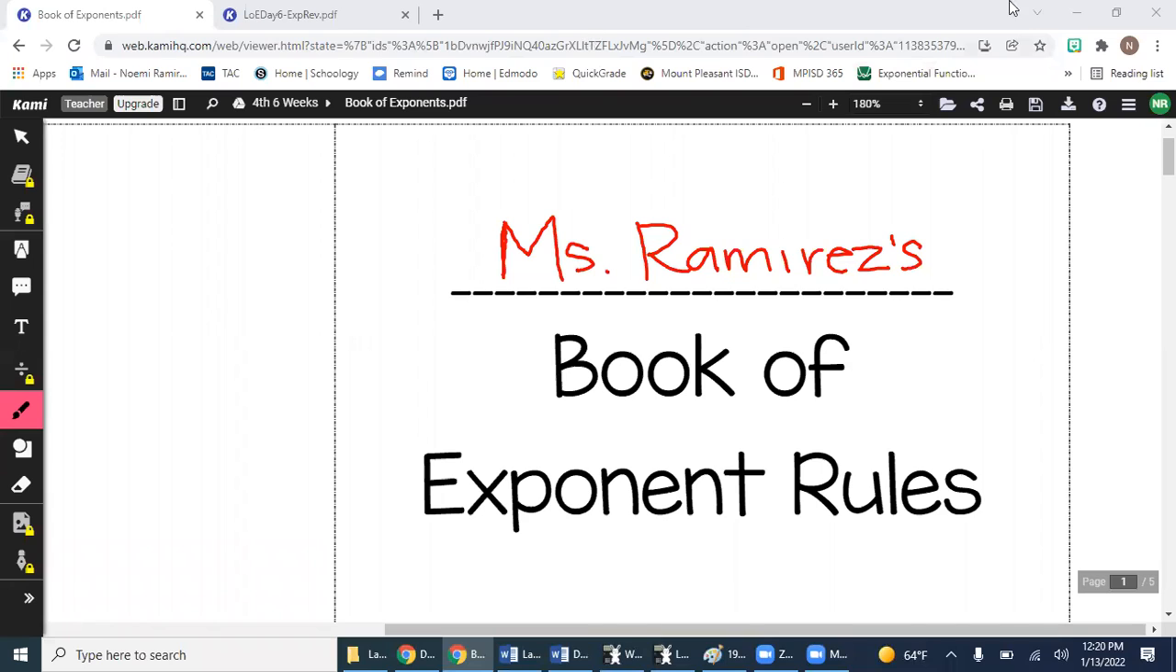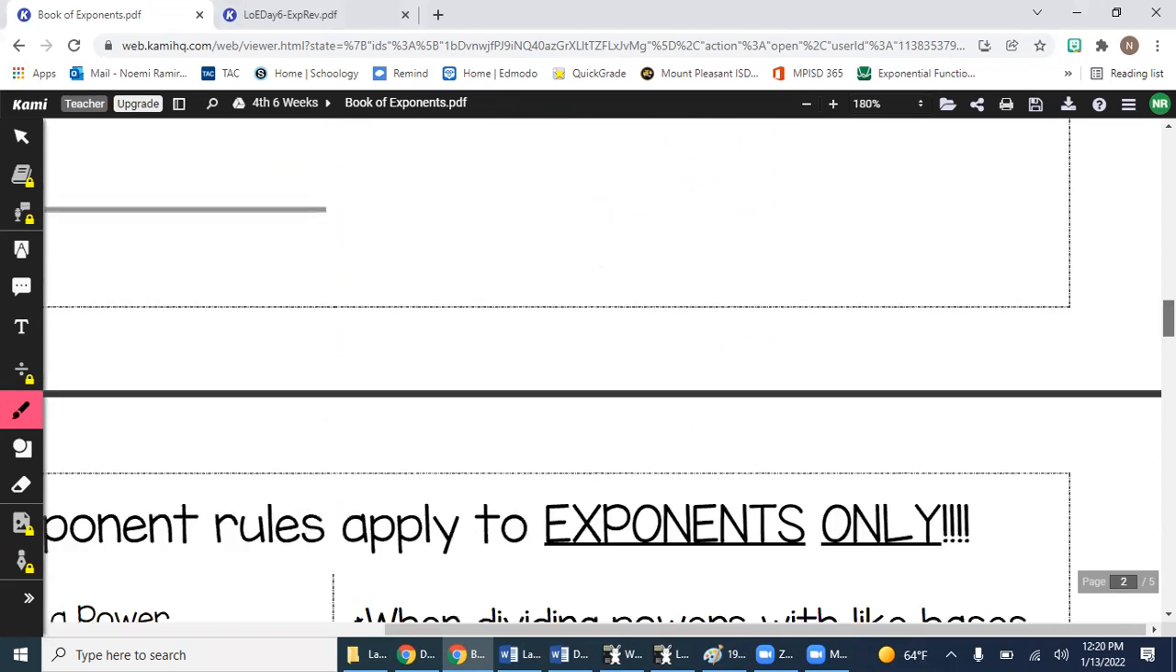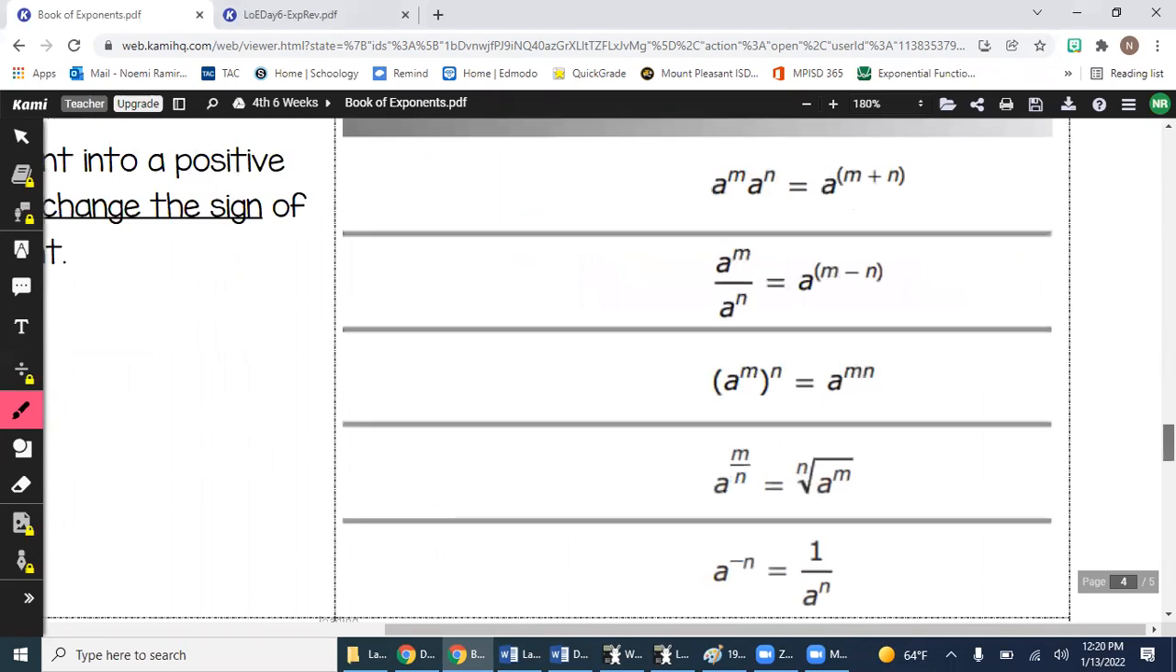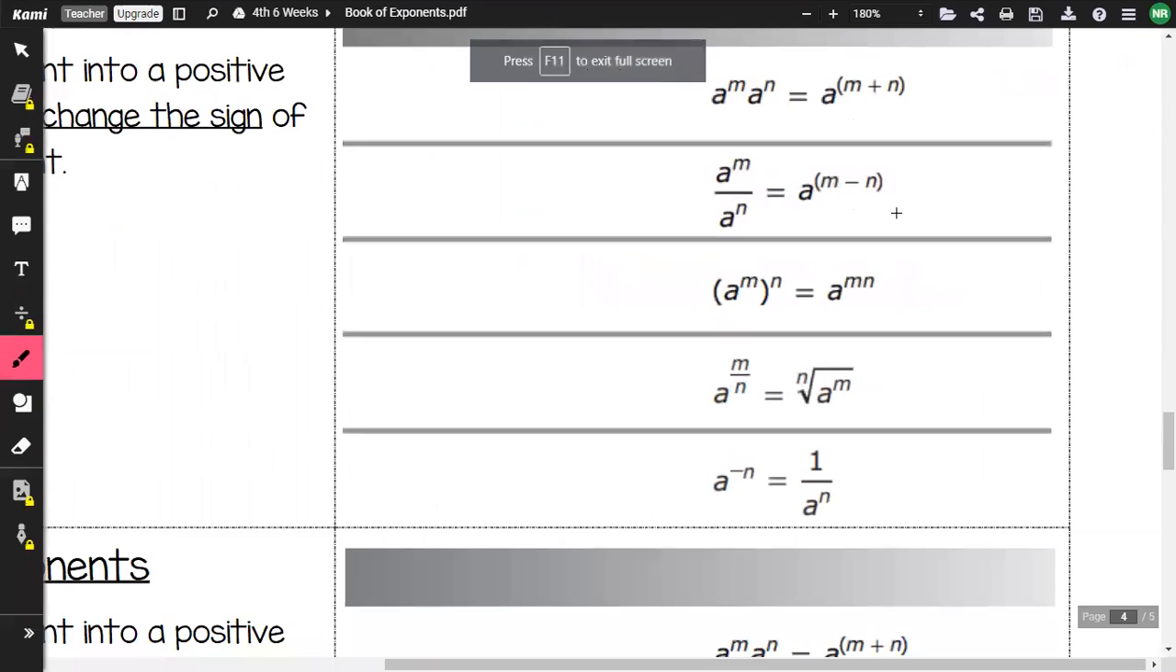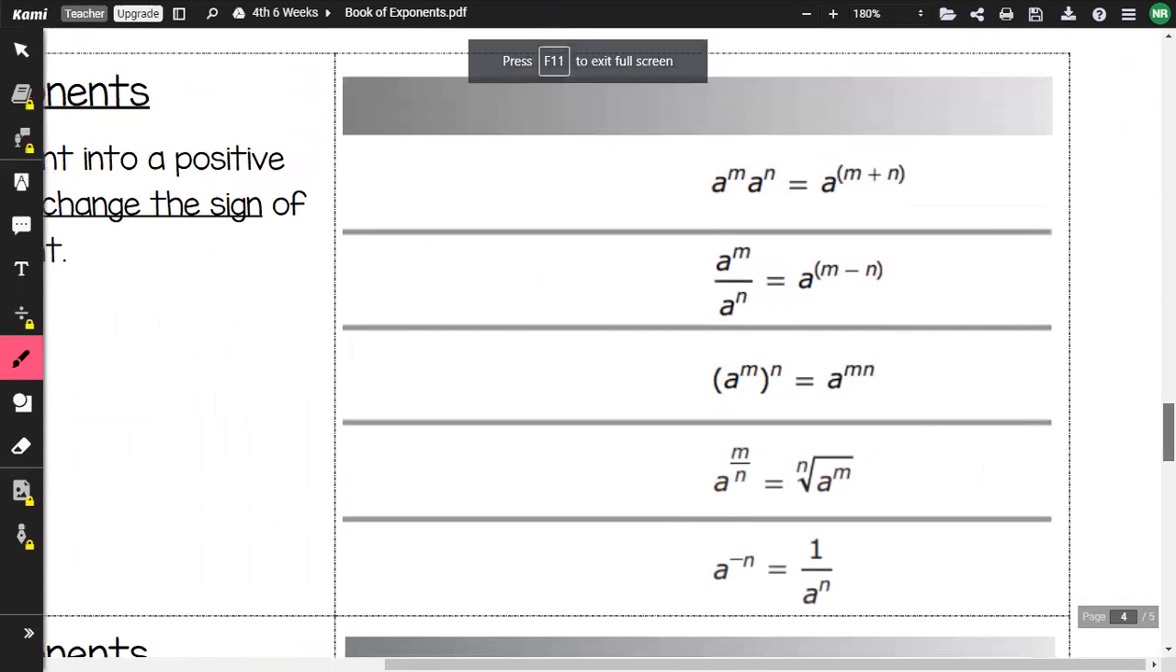I'm still considering allowing you to use this booklet on the test tomorrow. Don't know yet. So your rules for that is you're only allowed to write in this booklet what I write. If I go around and I see anything extra written, you don't get to use it. So no, you do not get to add additional notes to this.